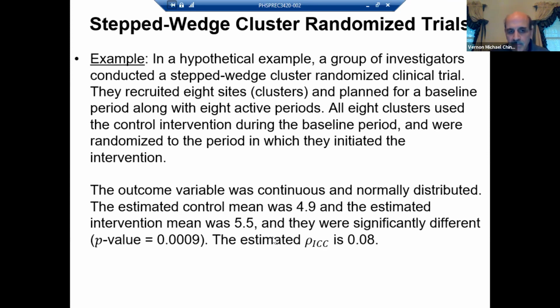What they discovered, remember, this is contrived. The control mean was estimated to be 4.9. The intervention mean was 5.5, and they were statistically significantly different using an appropriate statistical model. The estimated intra-cluster correlation coefficient in this data was 0.08.